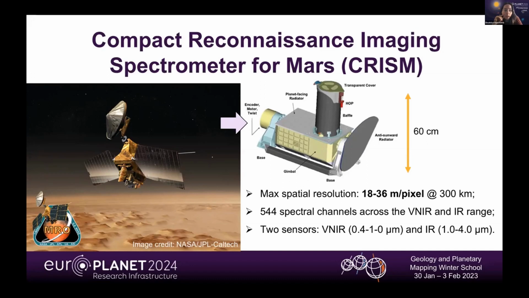And it also has 544 spectral channels across both the visible and near infrared and infrared range. So it allows us to have a hyperspectral characterization of the mineralogy that we have on the surface. And you've also seen yesterday that it has 2 sensors. One covers the visible and near infrared part of the spectrum, and the other one covers the infrared part of the spectrum. And these 2 ranges are joined in the most recent processed data from CRISM, the MTRDR data.